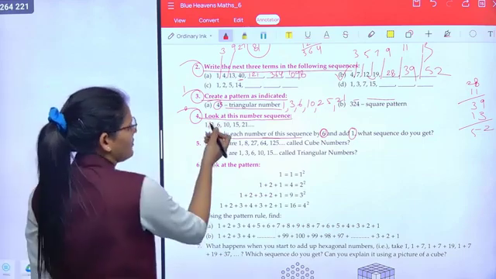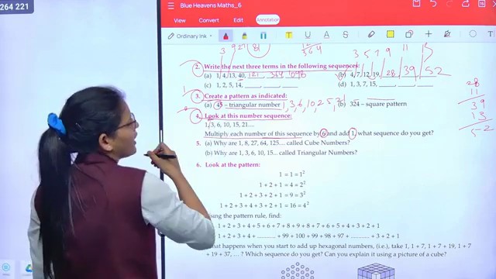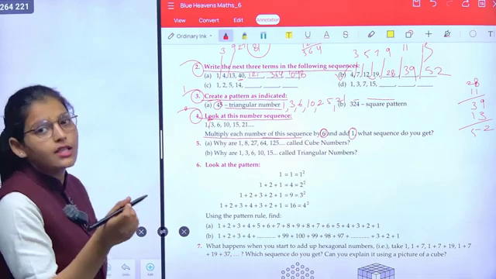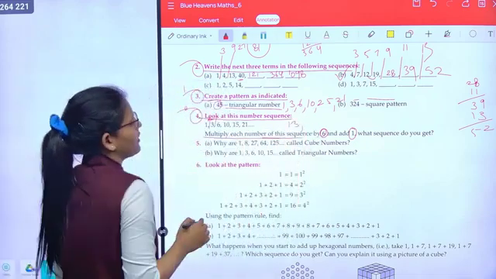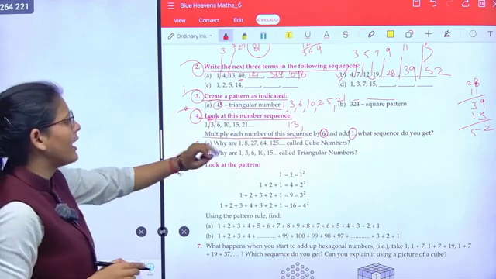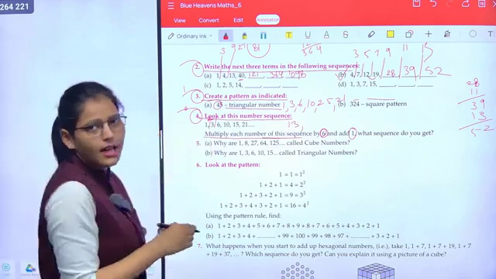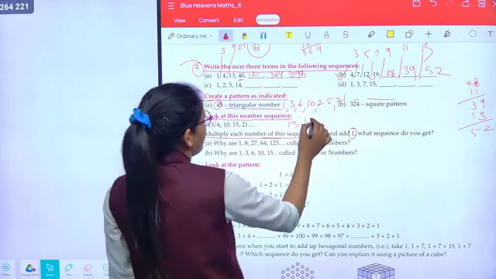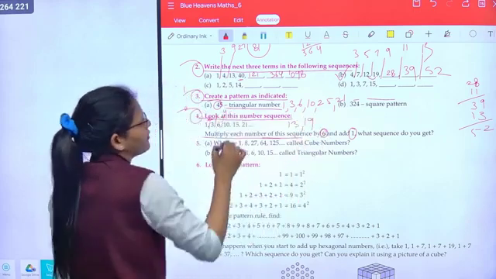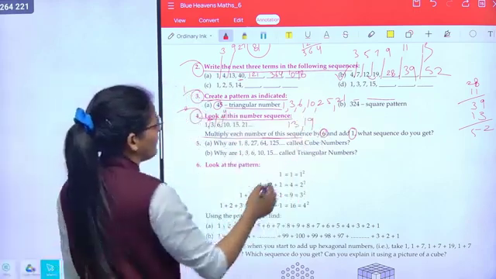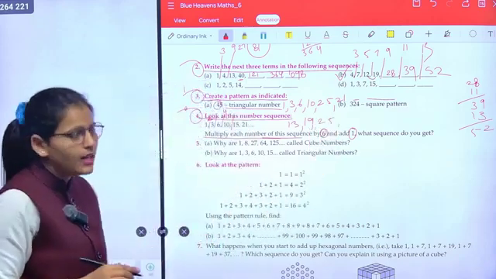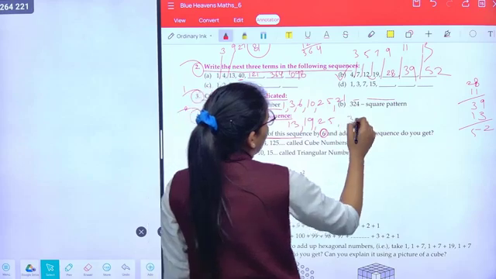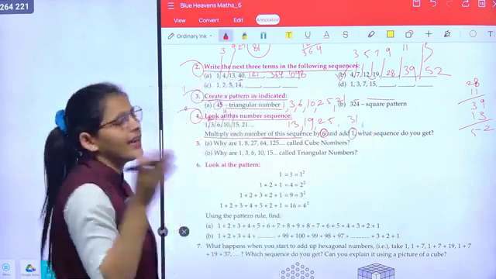Class, यहाँ पर क्या है? 2 का गैप है. 6 2s are 12 plus 1, 13. Now यहाँ पर again 3. So 6 3s are 18 plus 1, 19. Now 4, 6 4s are 24 plus 1, 25. Now 5, 6 5s are 30 plus 1, 31. इसी तरीके से आप एक पैटर्न को क्रिएट कर देंगे क्लास.